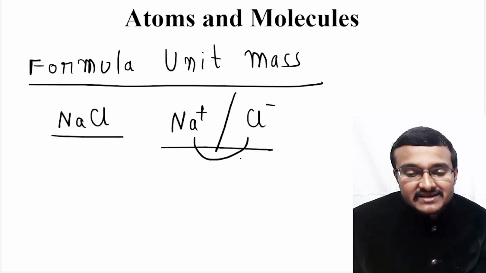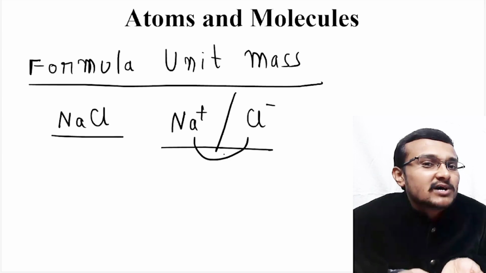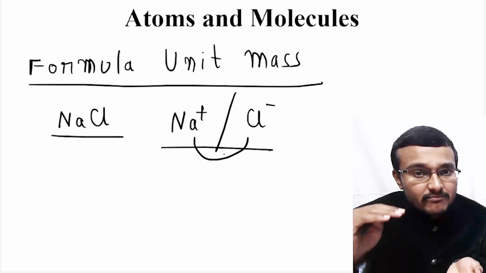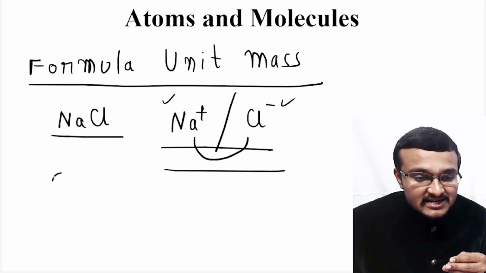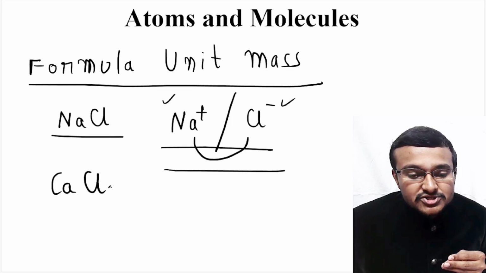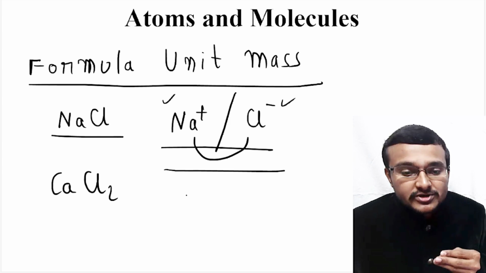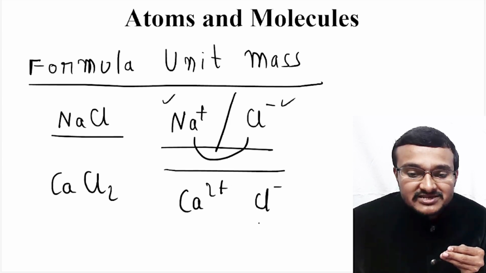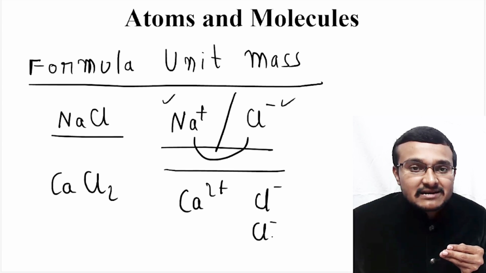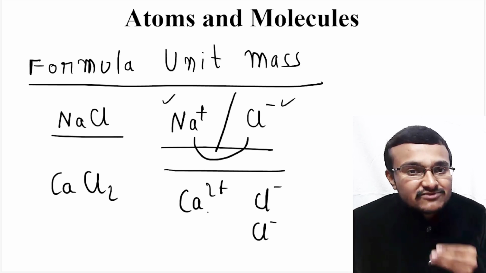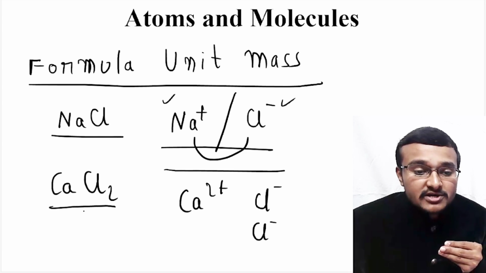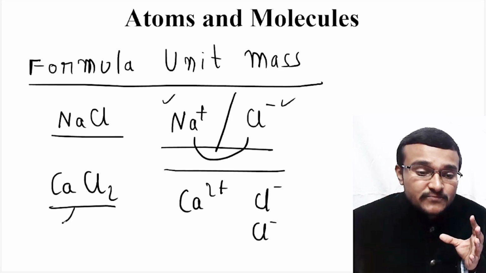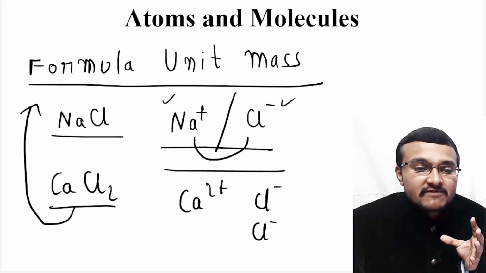So in these particular cases, whatever molecular mass you will find out, that molecular mass is known as formula unit mass. Similarly, if you are considering CaCl2, here also you are considering the charge of Ca and chlorine. Here charge of Ca is 2 plus and charge of two chlorine atoms will be Cl minus and Cl minus. So here also ions are involved in formation of this particular compound. So here also if you are finding molecular mass of this CaCl2, that is actually known as formula unit mass.